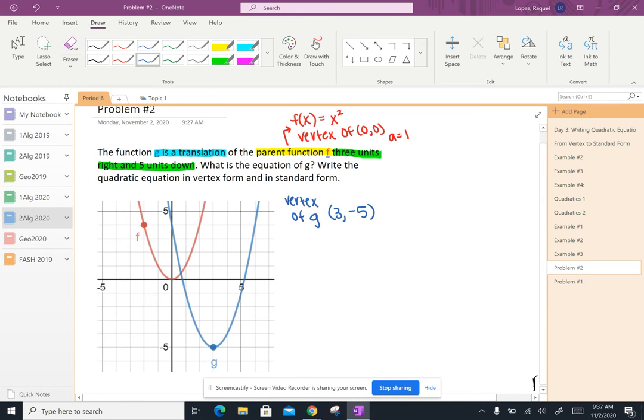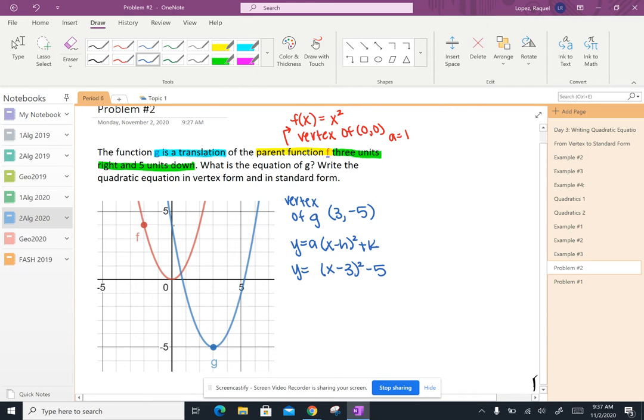So we're going to go ahead and plug that information into our structure for vertex form. Our structure, if you remember, is y equals a times (x minus h) squared plus k. So I'm going to plug 3 and -5 in for h and k respectively. So I get y equals a times (x minus 3) squared minus 5. And since they're telling us that g is only a translation of the parent function, then it's going to have the same a value of 1.